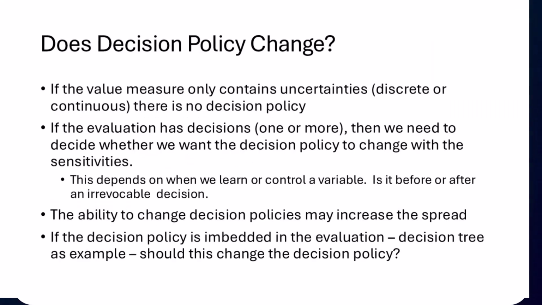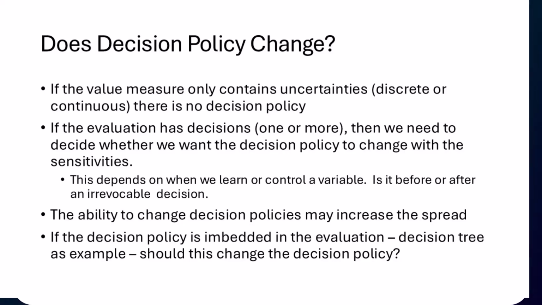Another consideration is whether the decision policy is going to change. If the value measure only contains uncertainties, discrete or continuous, there's really no decision policy. But if the evaluation had decisions, one or more, then we need to decide whether we want that decision policy to change when we change the variable. And this depends on when we learn or control a variable. Is it before or after an irrevocable decision?